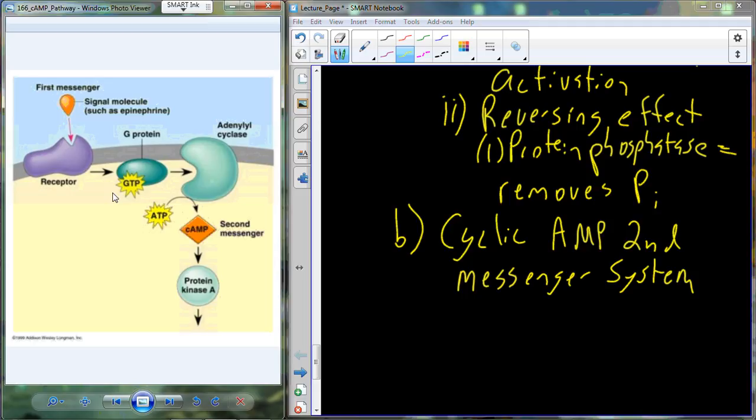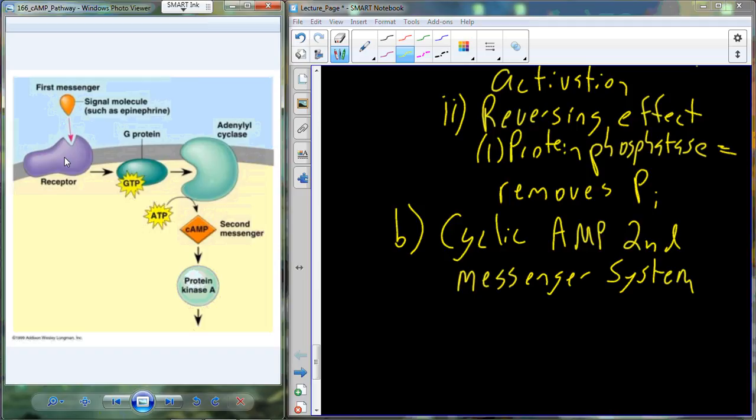So my first messenger, my ligand, my signal molecule, such as epinephrine, that single signal molecule binds to the receptor. So I have the ligand binding to the receptor. What happens when I bind a receptor to this protein? Come on, go back to your original answer. You already told me. Changes function. So are we going to change the shape or the function? We're going to change the shape and the function of the receptor.